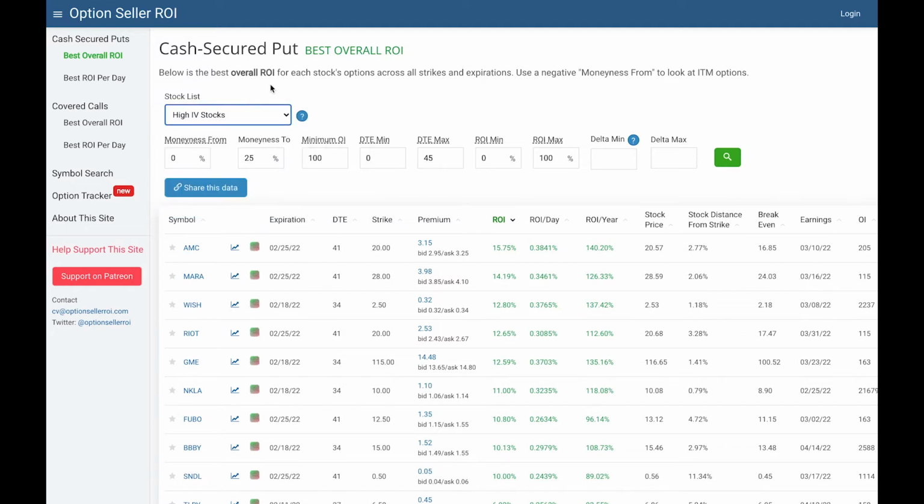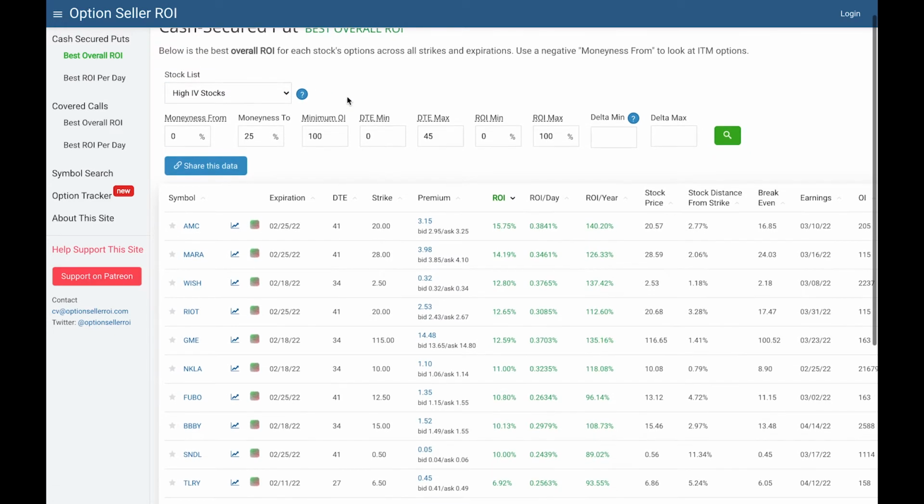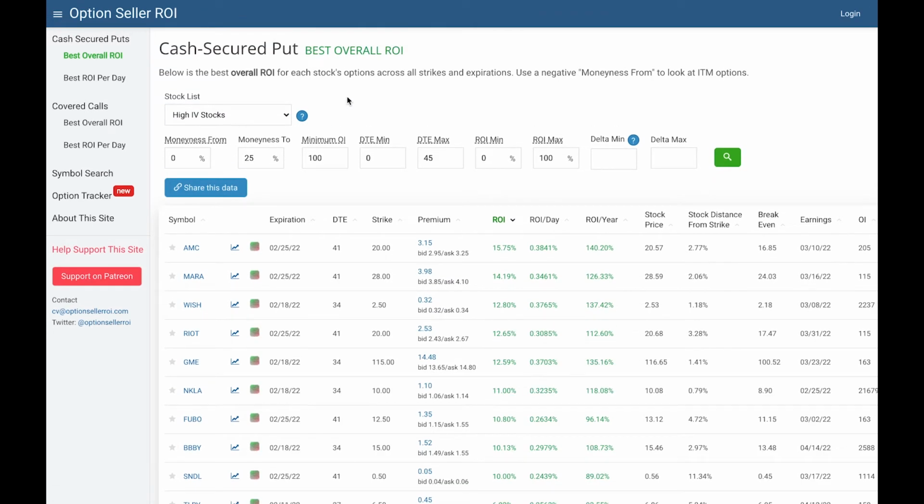And I've also been asked when I use this, do I go for the best overall ROI or do I go to the best ROI per day? And I guess the answer is yes. I'm looking for all of the different potential plays that I could do. So I'm trying to sort of cast my net pretty wide and take a look at each of these.